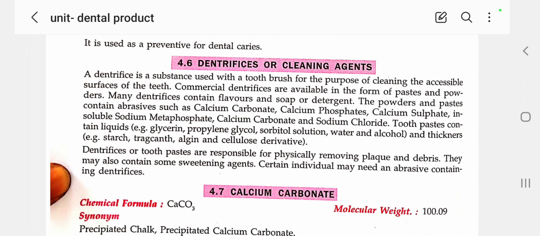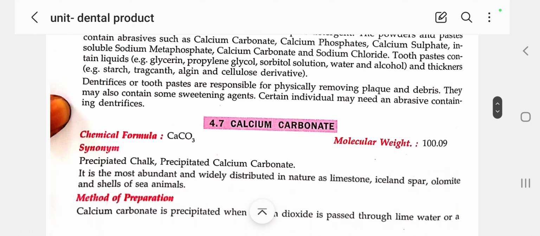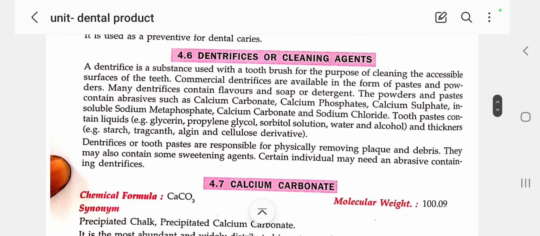Certain individuals may need dentifrices containing an abrasive. So what are all the ingredients present? You may notice at home that every day, in the morning and before going to bed, we are cleaning our teeth. There are two formulations, tooth powder or toothpaste. You may notice what ingredients are present in the toothpaste or tooth powder. Definitely there is a cleaning agent or abrasive, or some liquid like glycerin, thickeners, and also sweetening agents. These are the main ingredients added in all formulations like tooth powder or toothpaste.